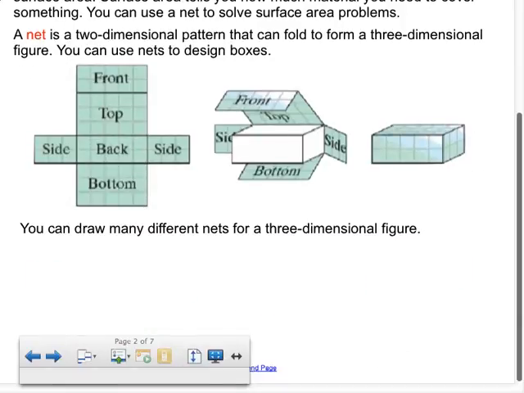So let's take a look at this. Do you see this net? And what do we get when we fold this net? What is that figure? Rectangular prism, right? Okay, and it says right here you can draw many different nets for a three-dimensional figure. There's no one way to create a net for this rectangular prism. There's more than one way to do it.